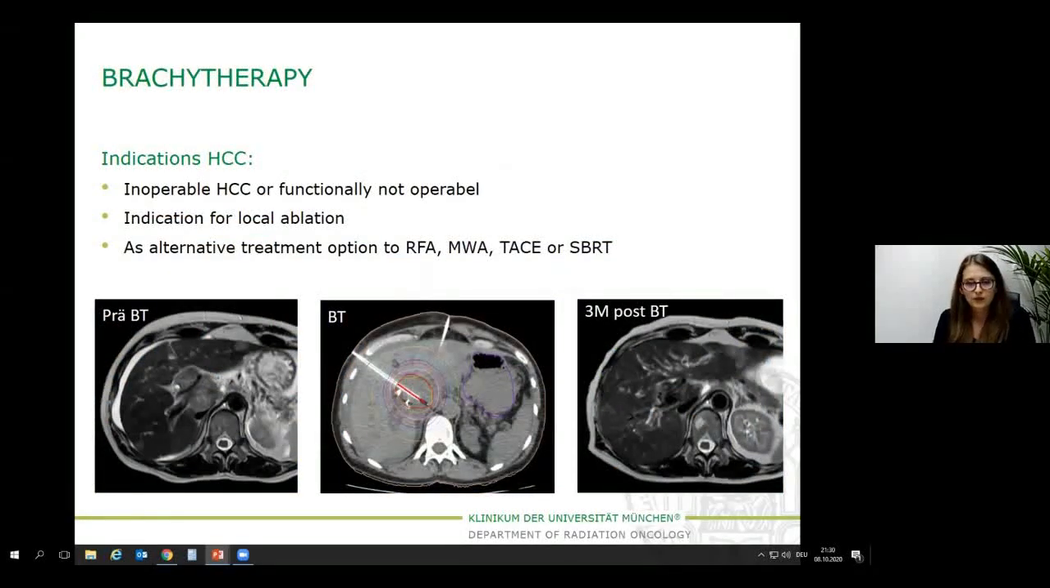So to come back to the hepatocellular carcinoma, the indications are in case of inoperable HCCs, which have an indication for a local ablation. And of course, it's an alternative treatment to the radiofrequency ablation or microwave ablation. Here, a nice example of an HCC in segment 1. Here you see the brachytherapy catheter in the middle image. And then already after 3 months, you see a very nice response.